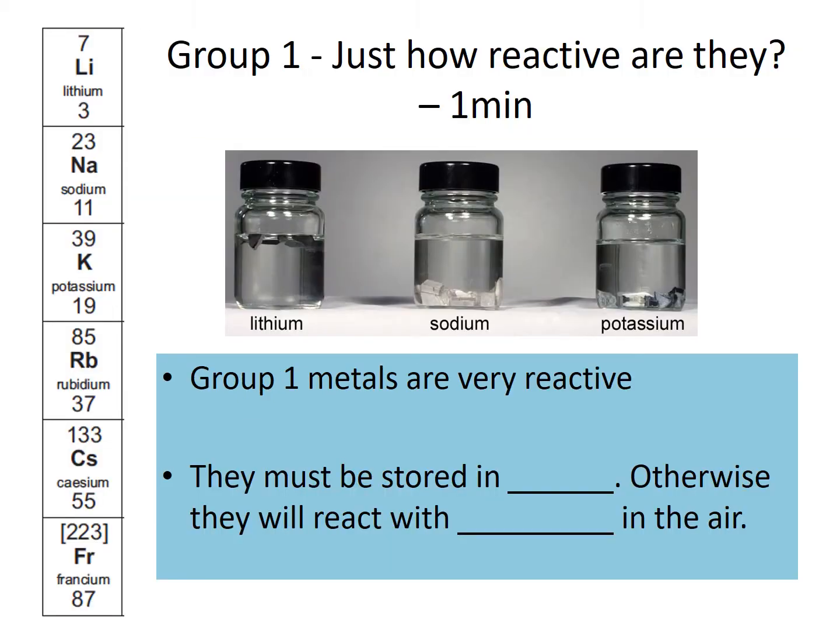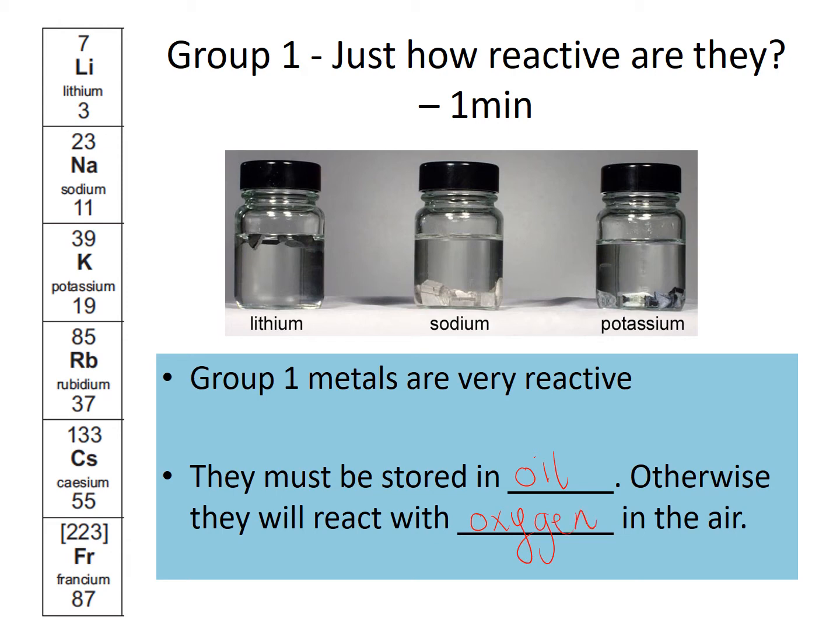Right, so the next slide, what we're going to go through is the reactivity of group 1 elements. Now, group 1 metals are very reactive. You can see from the picture there that you've got lithium, sodium, and potassium, and they're in containers, and you've got a liquid of some sort that the metals are stored in. All these metals are actually stored in oil. And the reason for that is that they're so reactive. If we left them out in the air, they will react with oxygen in the air.